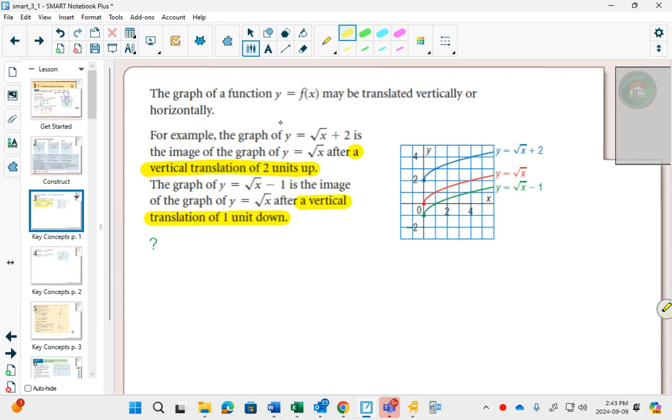And just look at the proper way of describing how something is translated. These are moving up and down, so we'd use the word vertically. A vertical translation, 2 units up. A vertical translation, 1 unit down.